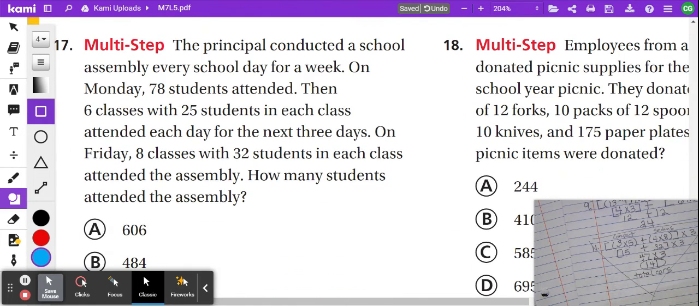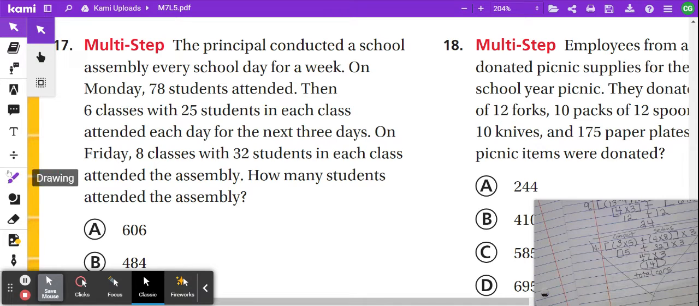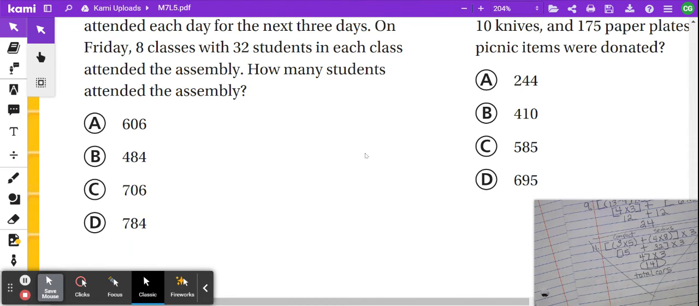Let's look at this multi-step problem. The principal conducted a school assembly every school year for a day. On Monday, 78 students attended. And this is what we're going to be doing. We're going to start keeping track of attendance to make sure that everyone is coming to school. And we want to make sure that you're here. Okay, so we have 78 students in attendance, then 6 classes with 25 students in each class attended each day for the next 3 days. Then on Friday, 8 classes with 32 students in each class attended the assembly. So how many students attended the assembly?